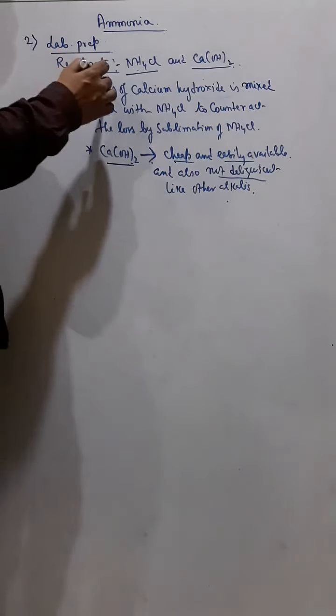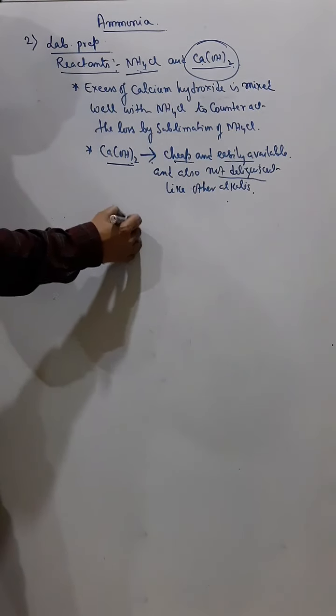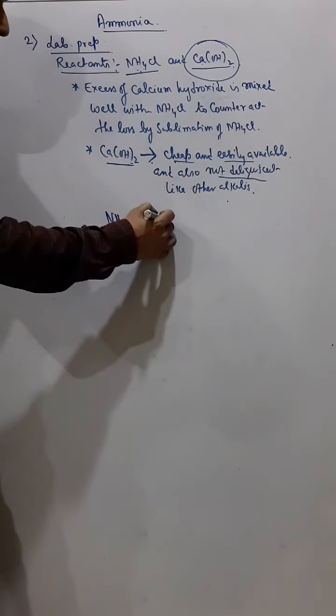In the reactants also, out of NH4Cl and calcium hydroxide, a higher ratio of calcium hydroxide is taken. That means calcium hydroxide is taken in more quantity than ammonium chloride, and it is thoroughly mixed properly. Why? Because ammonium chloride is a sublimating substance. Now in this reaction you see NH4Cl plus Ca(OH)2, so this is the reaction.